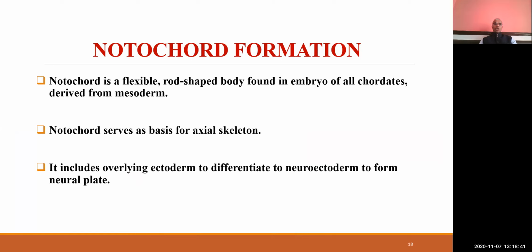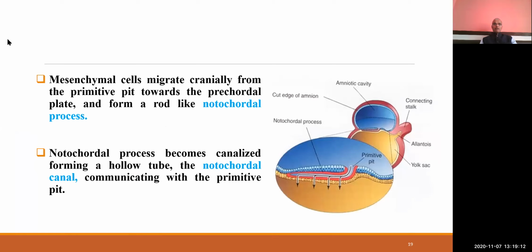Then notochord formation. The notochord is a flexible rod-shaped body found in the embryo of all chordates and derived from mesoderm. The notochord is the characteristic of the chordates. It serves as a basis for the axial skeleton. It induces the overlying ectoderm to differentiate to neuroectoderm to form the neural plate. Here, this is an embryo.